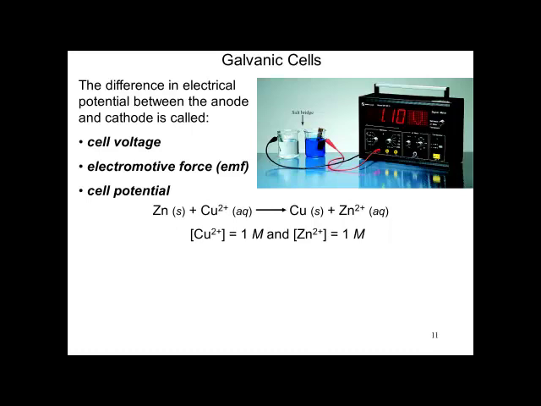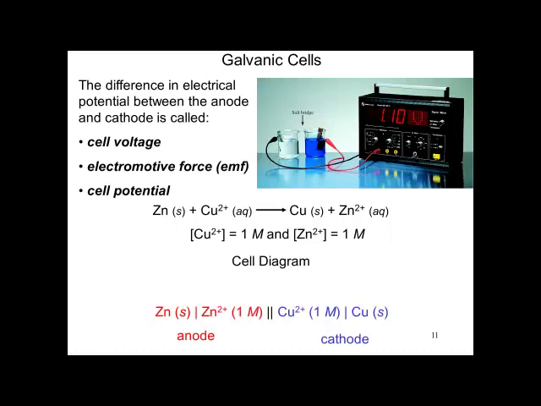In this cell, copper 2+ is 1 molar and zinc 2+ concentration is 1 molar. We can also write a cell diagram showing this. Zinc in contact with zinc 2+ 1 molar, and then the double line is a salt bridge. Copper 2+ 1 molar in contact with copper. The anode is always written on the left, the cathode is always written on the right. The lines indicate a phase boundary, and the double line indicates a salt bridge.